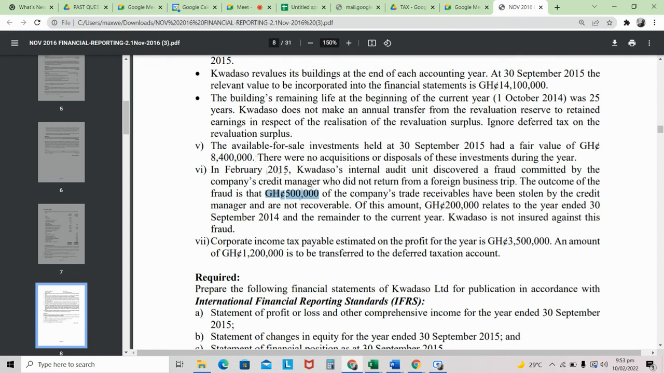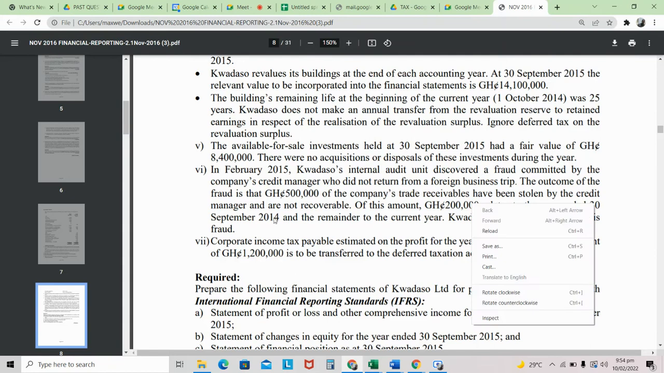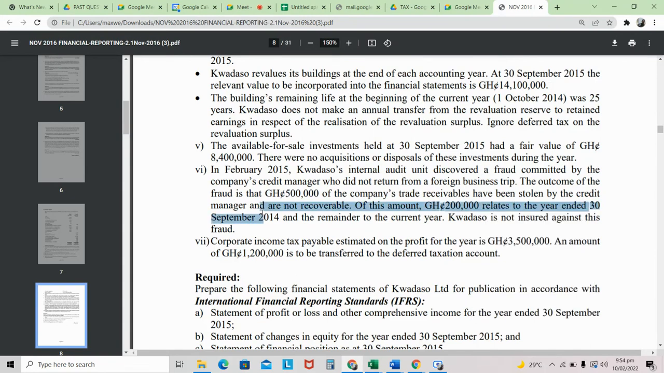But they are saying that this bad debt, 500,000, part is for the current year, and part is for the previous year. Do you get it? And they said the part for the previous year is 200,000. That's for the year ended 30th September 2014. So it means that the current year bad debt to be written off is 300,000. Do you get it? The total amount is 500,000. That's the money that the manager has chopped and is happy. I mean, he has finished the money.